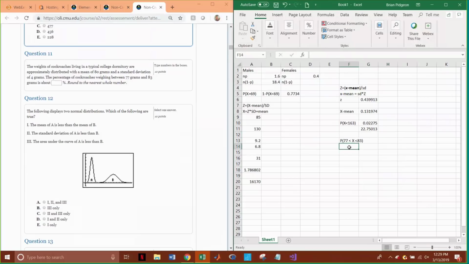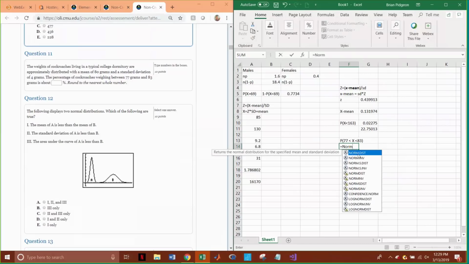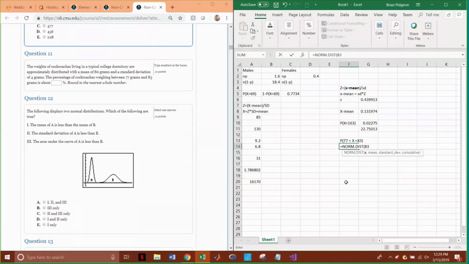So with problems like this, when we have a compound inequality, we need to calculate two norm dist functions and take their difference. So we do norm dist of the larger value, 83, comma the mean, comma the standard deviation, and then comma 1 always. Minus, we're going to do it again, norm dist, but now the next x value that we use is the 77, the smaller one. The mean is 80, the standard deviation is 4, and our cumulative is 1. And this will tell us immediately what the probability is, like 0.54.